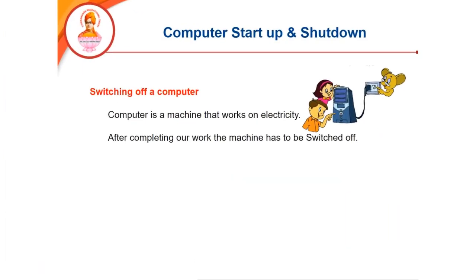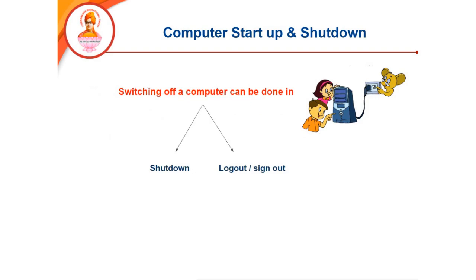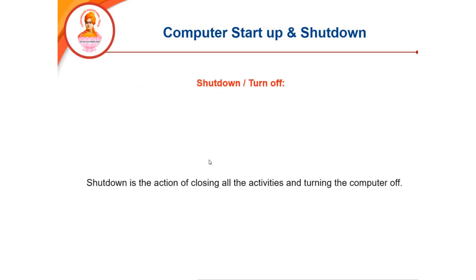Switching off a computer. We know that, children, a computer is a machine that works on electricity, isn't it? So, after completing our work, the machine has to be switched off. Then only we can save the electricity. Yes, switching off a computer can be done in two ways. One is shutdown and another one is logout. Logout is also called sign out. Shutdown is also called turn off.